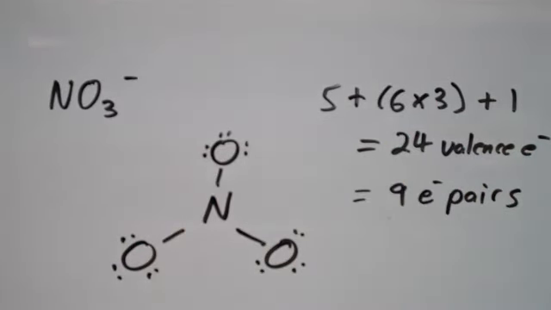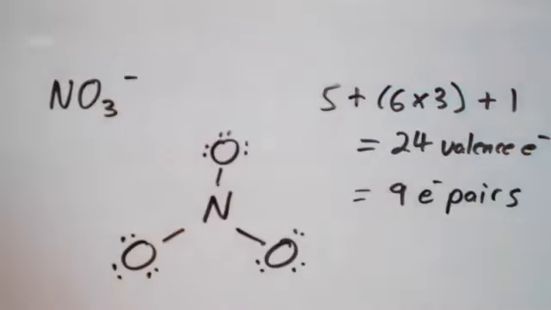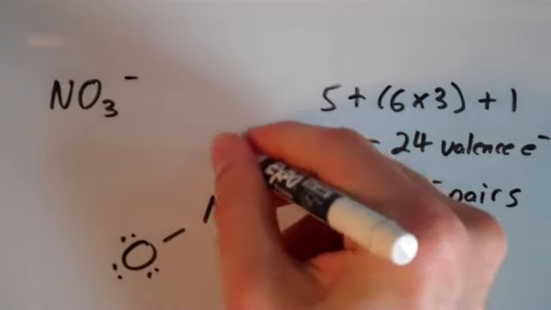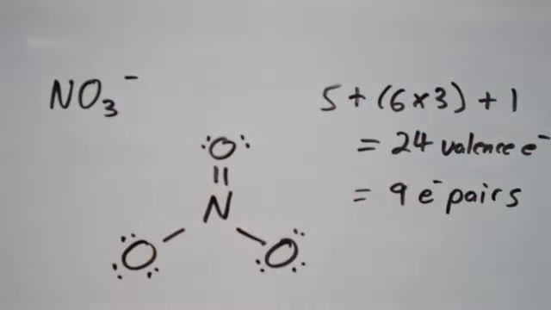Now what we have to do is form double bonds as necessary to give octets to everything. Right now all of the oxygen atoms have an octet, but the nitrogen does not. So it looks to me like we can put one of the lone pair electrons from one of the oxygens into the bonding region to make something like this. And now it seems as if everything has an octet.